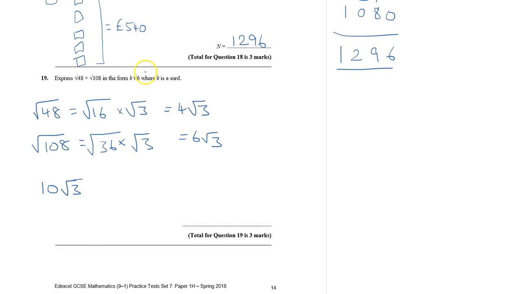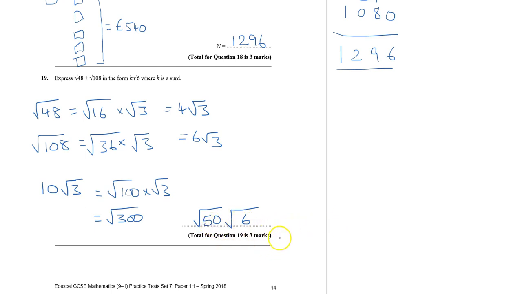Now, this isn't in the form that it wants here, so it wants it as k root 6, where k is a surd. So what I'm going to do is combine this back together to make it a single surd. Now, we know that 10 is the square root of 100, so I'm going to write that as root 100 times root 3. Now, multiplying those together gives us root 300. Now, writing it in this form here, so something times root 6, well, 6 times 50 is 300, so k then must be root 50.